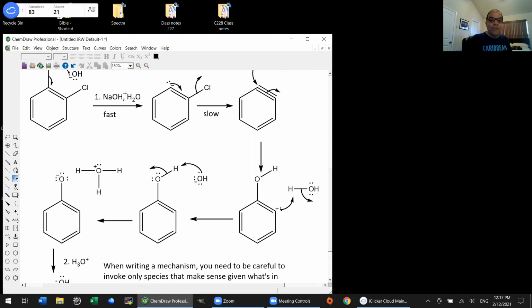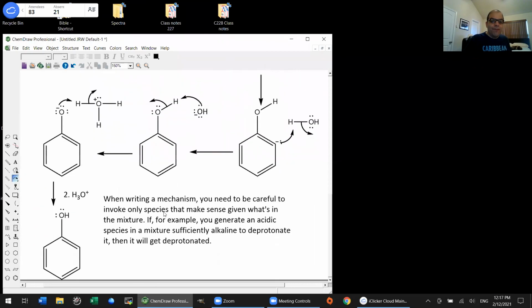So this reaction does require a second step, an acid workup. When we add the acid, the first thing the acid is going to do is kill off any remaining sodium hydroxide, so neutralize all the base. After that, it will start putting the proton back onto the phenolate ion so that we can isolate our free phenol. We don't want to be isolating ions. We want to isolate a neutral molecule.